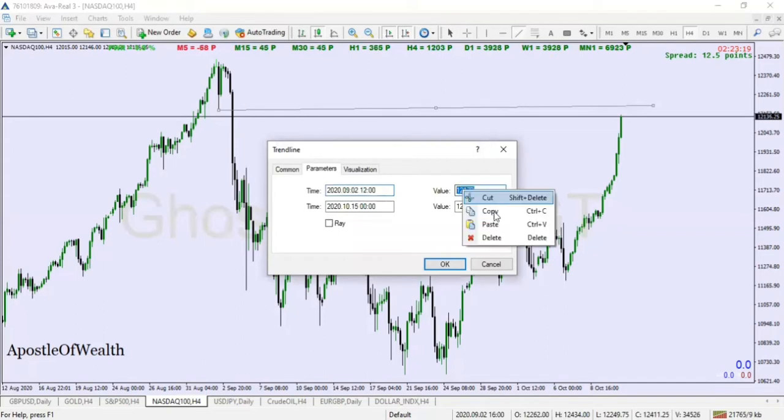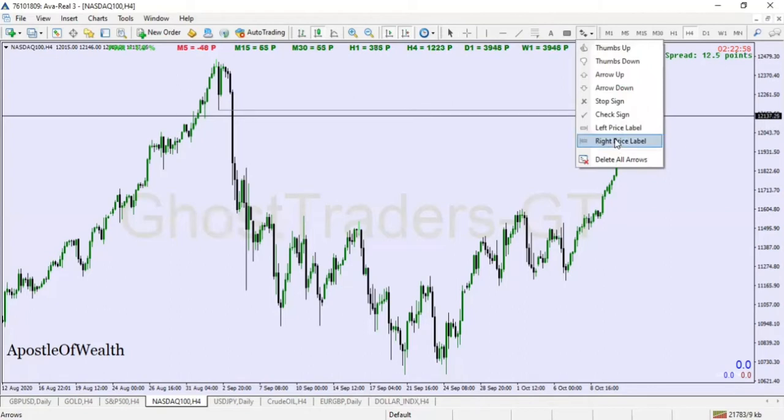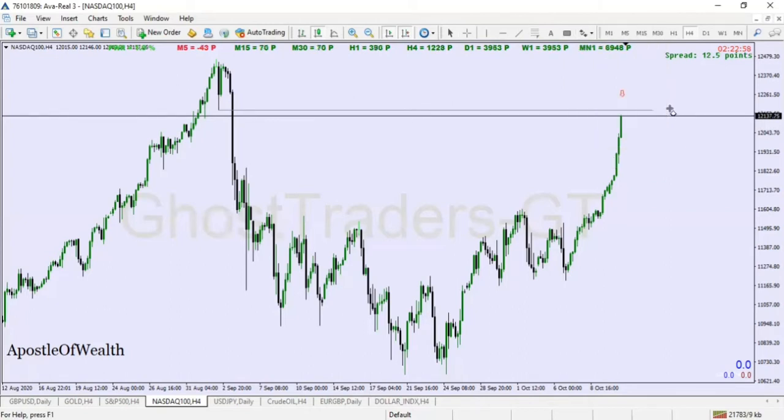Okay, so these are price levels where we expect price to give us a drop. So we expect to see price decline at this level. Let me just put these here and also put some price labels here. So this is the price level where we expect to see decline.